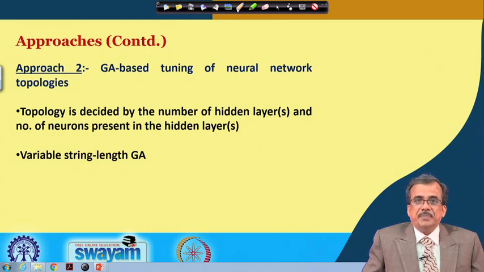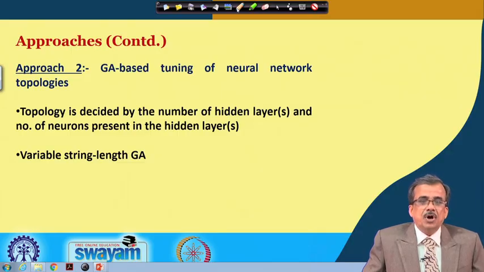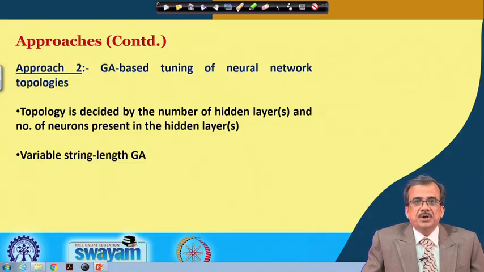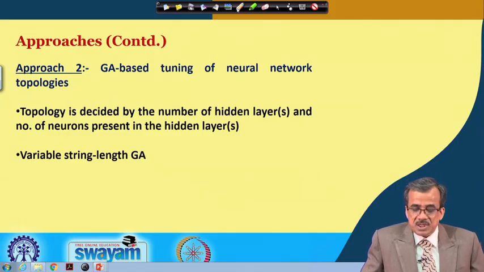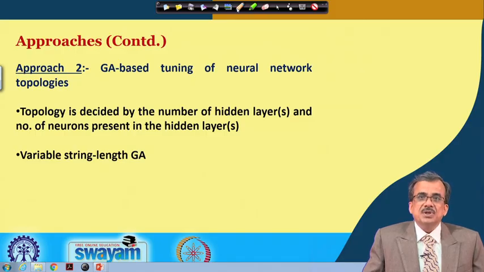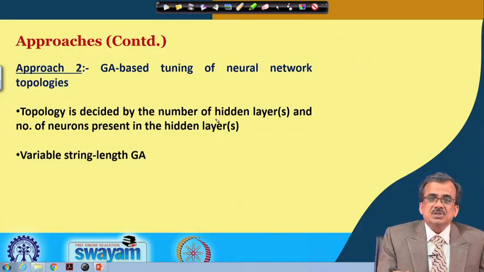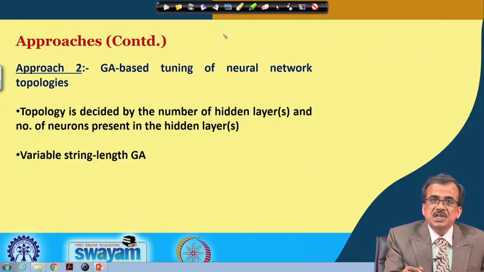neural network topology. I have already mentioned that the topology or the architecture of this particular network depends on the number of hidden layers and the number of neurons you put on the hidden layer. Now, if I give this task to the genetic algorithm, the binary coded GA is going to face one problem. The problem is as follows. The number of neurons on the hidden layers and the number of hidden layers has to be encoded inside that particular GA string.